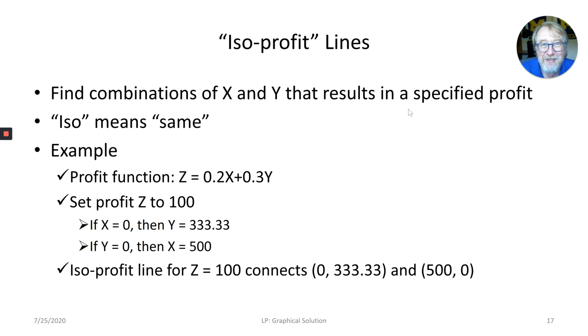Okay, and so let's take a quick look at something called the ISO profit line. ISO means same. So let's turn around. Let's say you want to make $100 for the day. Okay, so the CFO comes in and says, hey, we need to make $100 today. You guys get on it. Make however many cookies and cakes, but I want to make $100. And you say, well, let's turn it around and find out what combination of cookies and cakes makes $100, right? So you set 100 to Z, you find X and Y. If X is 0, then Y is 333. If Y is 0, then X is 500.